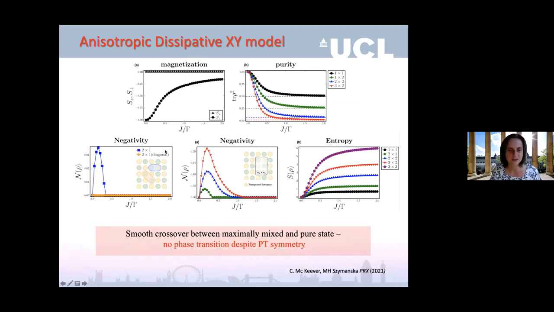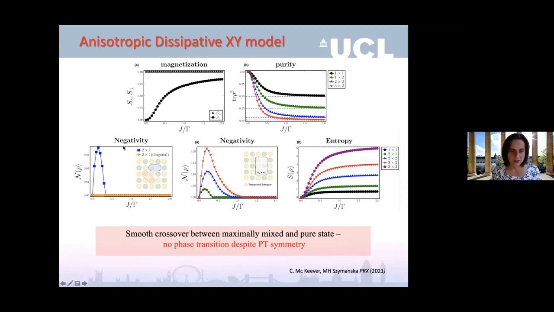And then, this is the last slide, we also looked at entanglement as you go across the transition, because we're trying to see this in a PT symmetric system. So as you move from a pure state to a maximally mixed state, going across the phase, changing the dissipation, this is a very strong dissipation. This is a very weak dissipation. Obviously, magnetization changes, but we could see only a smooth crossover between these phases.